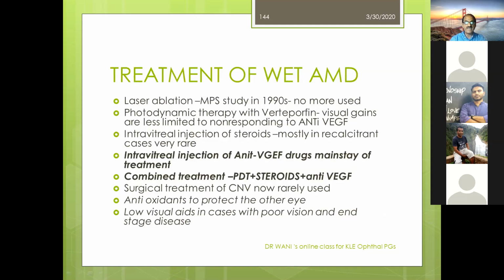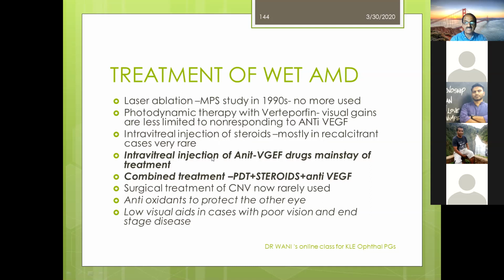Now coming to treatment, we have the following options: laser ablation. There was macular photocoagulation in the 1990s. I used to do this. We don't use it anymore. It's obsolete. Photodynamic therapy, verteporfin injection, is there, but because the visual gains were not much, it has been abandoned, but it's used in only some. Very costly also. It's mostly in the recalcitrant cases. We are not using it anymore.